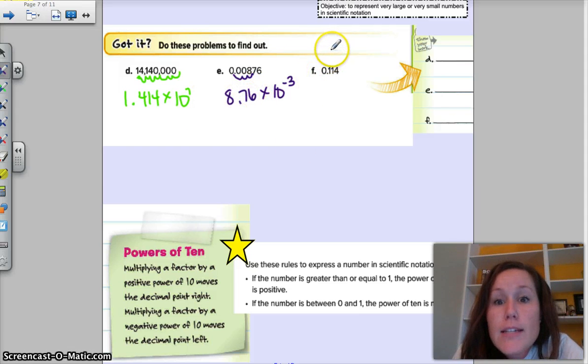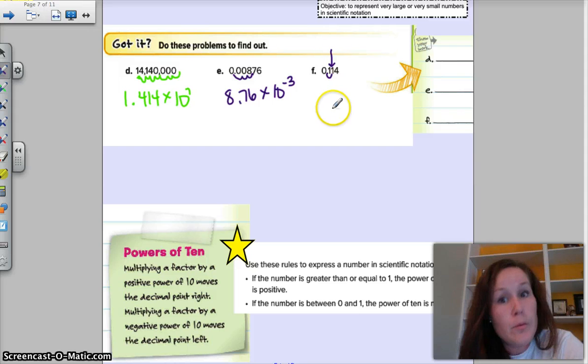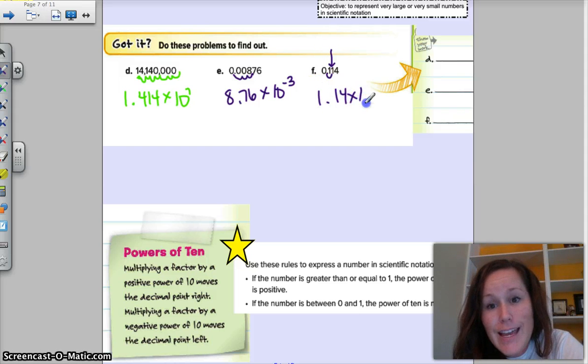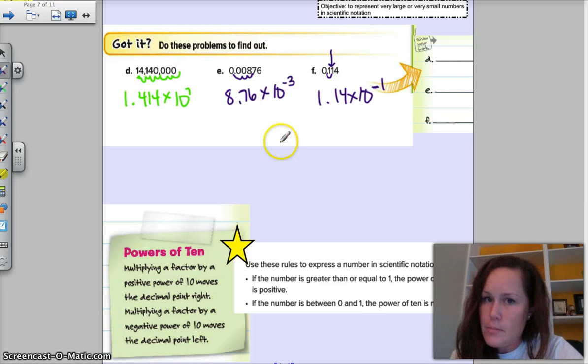Here, I want my decimal point to be in between those two ones. So I have to move one place to the right. My original number was less than 1, so I'm going to have 1.14 times 10 to the negative 1. Again, yours should be written here. Rewind if that doesn't make sense.